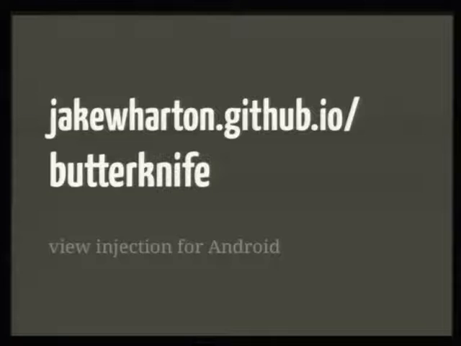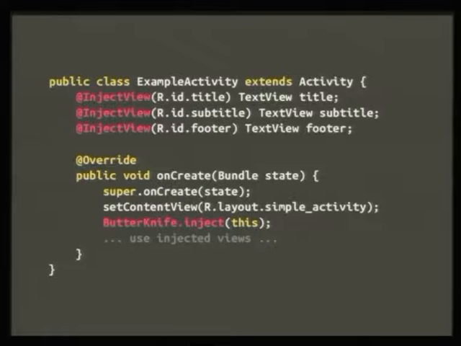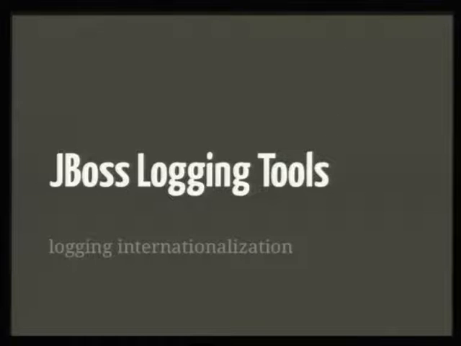Okay, view injection for an Android project looks like this. You annotate the fields. The annotation processor will generate code to get these views. And if you call Butterknife inject, it will invoke that generated code, which will set the fields, and you can then use them. Another one is JBoss logging tools.